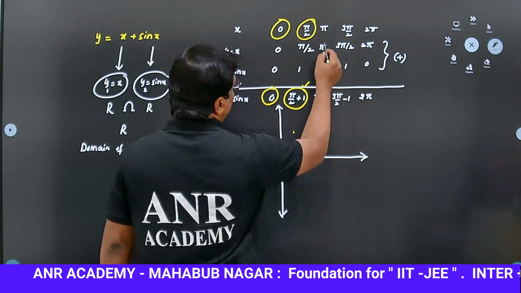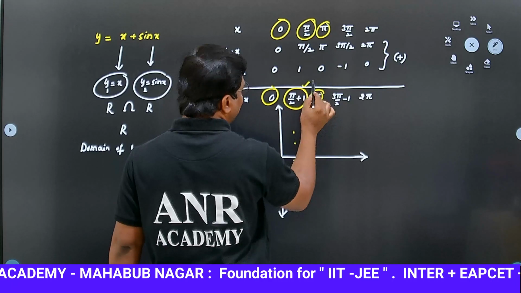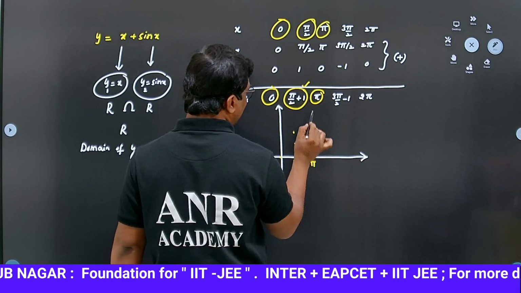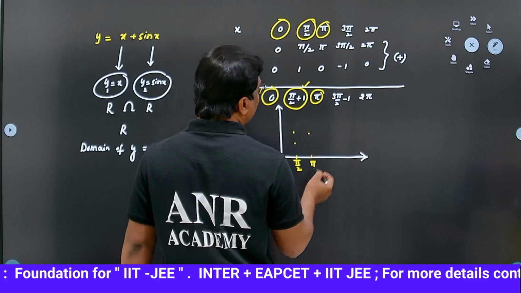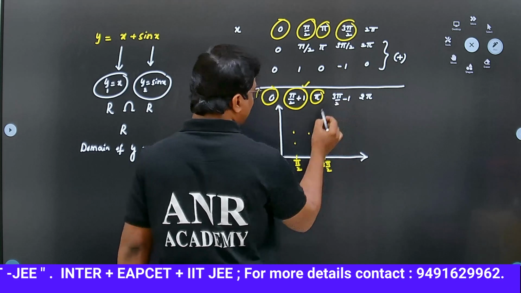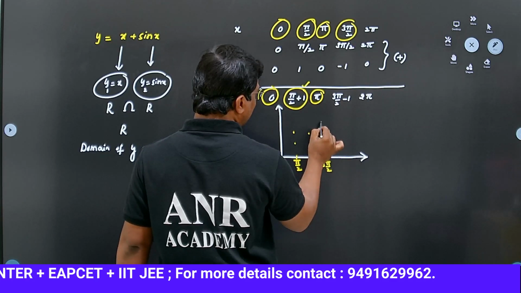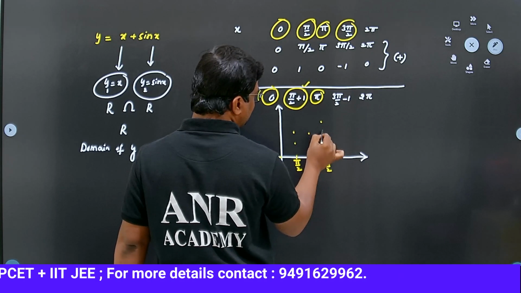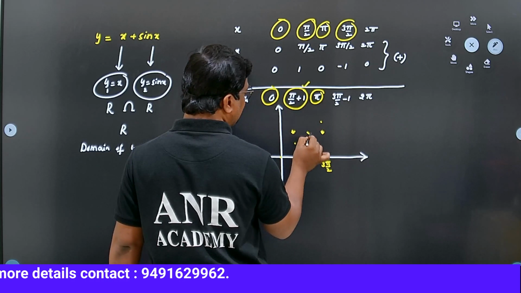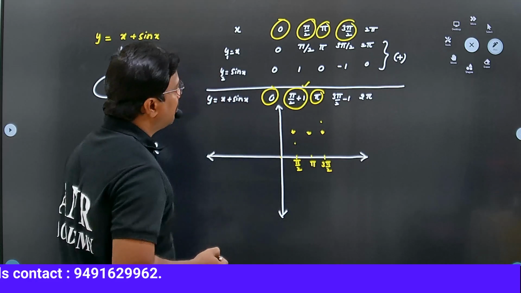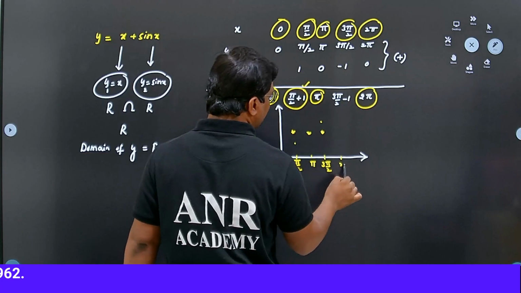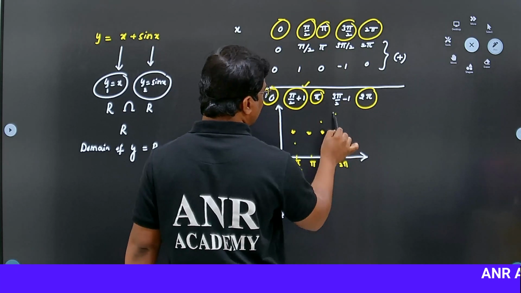Next, for pi, the same pi. So the same length along x and the same length along y here, pi, pi. Next, 3 pi by 2. For 3 pi by 2, you have to reduce 1 unit. 3 pi by 2, 3 pi by 2, let's reduce 1 unit to here. Next here, here and here. Now if you put x value 2 pi, the output is also 2 pi. So 2 pi and 2 pi here.